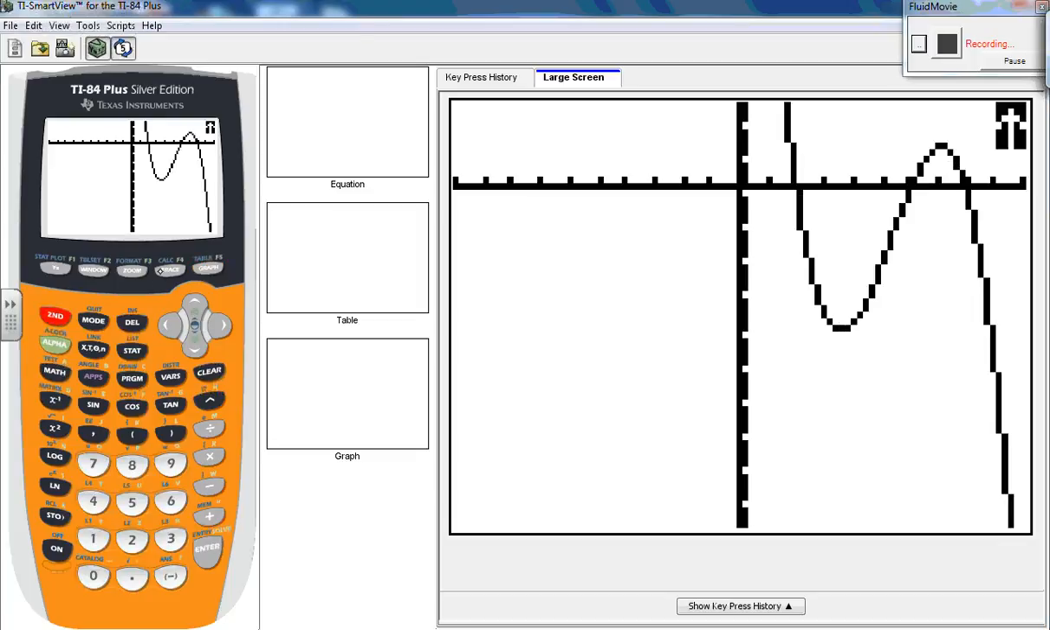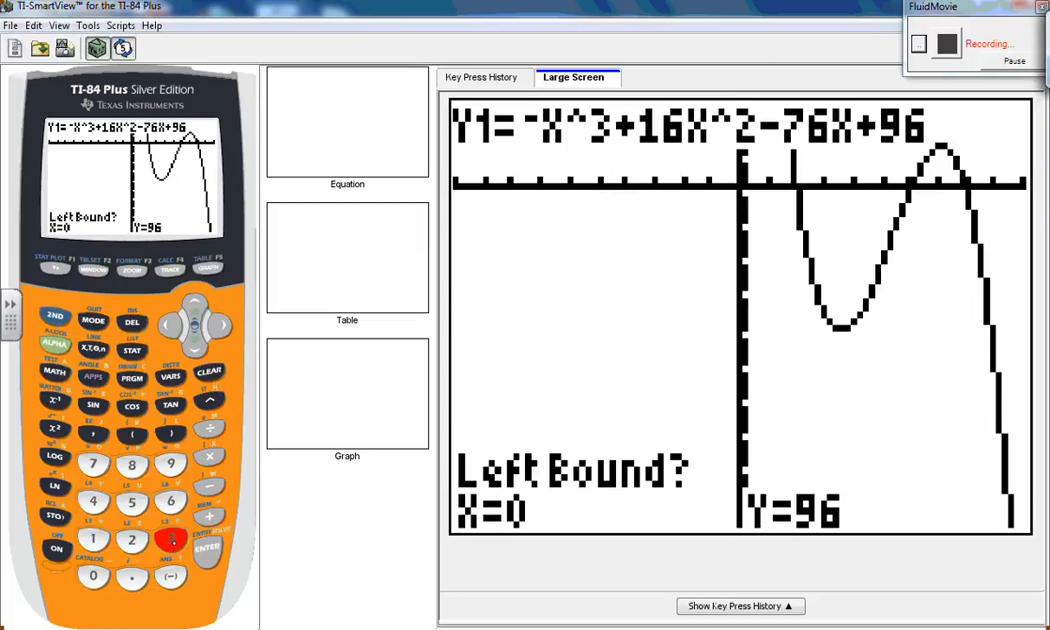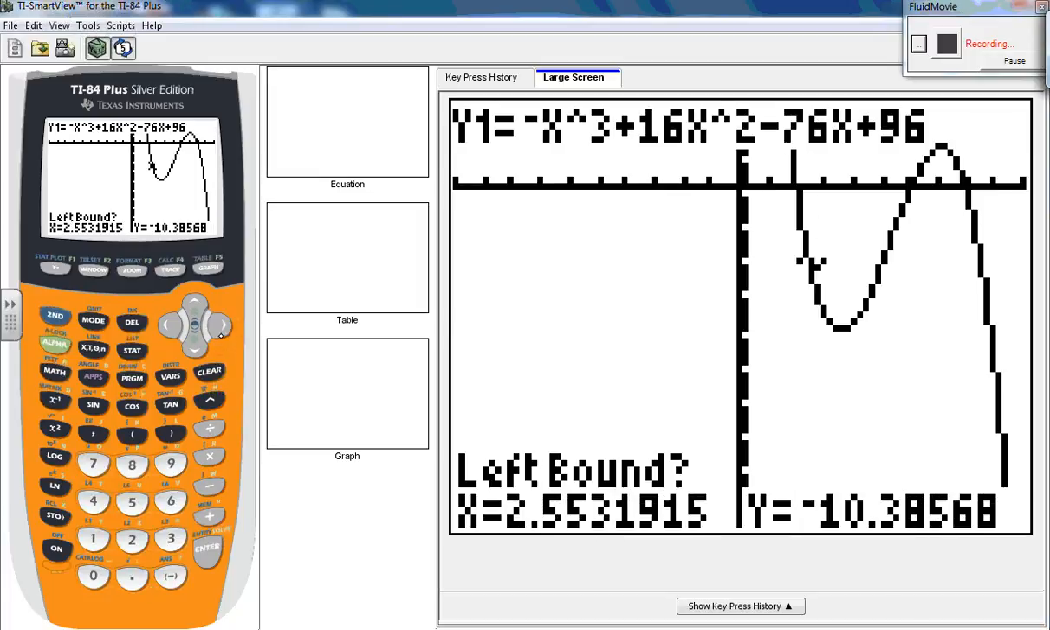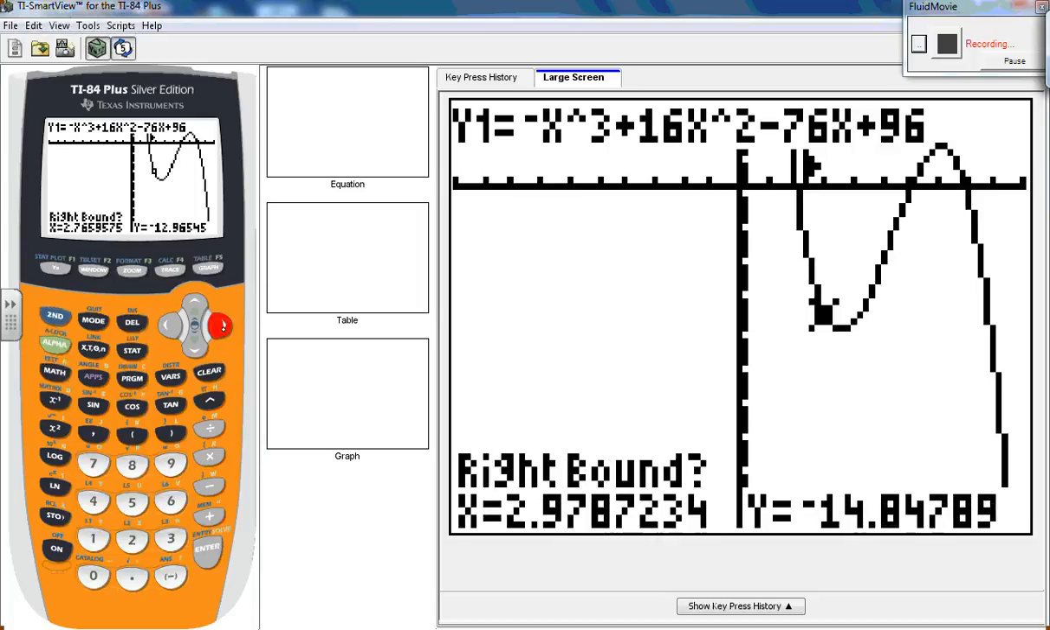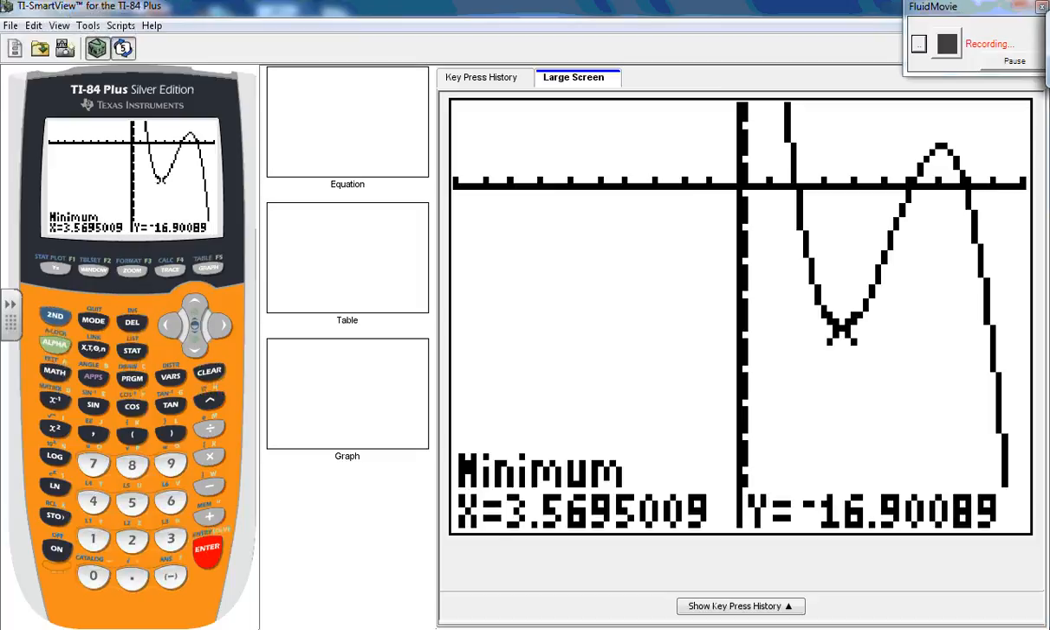So now when I go to second calc, and I want to find the min, if I can find my cursor, I'm back here at 0, so I need to move right. There's the cursor. So there we have a left bound. Let's get past this min. Right bound. And then guess. And our relative min is approximately negative 16.9, and it occurs at an x value of approximately 3.6. And that's how you solve question 14 from the Advanced Algebra 2 homework.